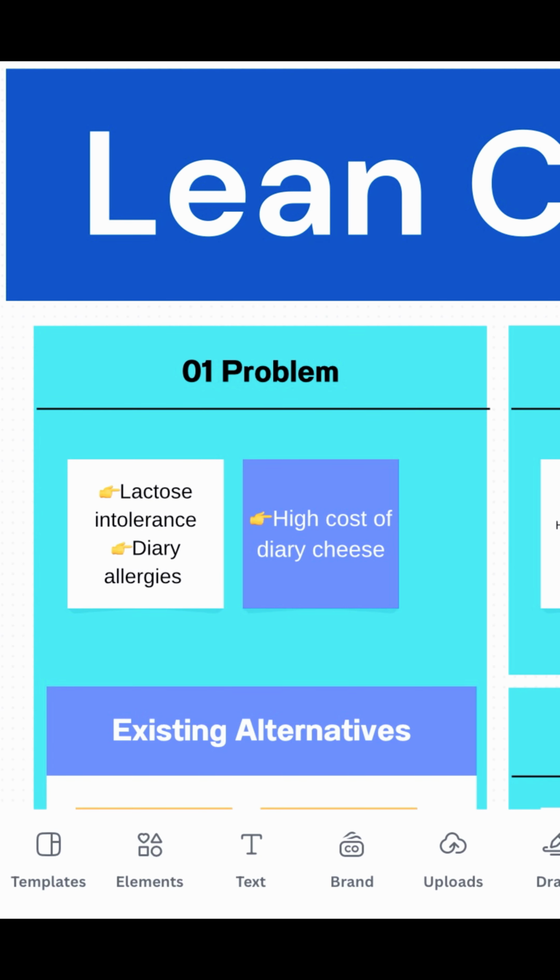The first step is identifying the top 3 problems your product or service solves. For our soybean cheese startup, the problem might be high cost of dairy cheese, lactose intolerance and dairy allergies, and environmental concerns associated with dairy production. Validating these problems ensures you are solving issues that customers genuinely care about.